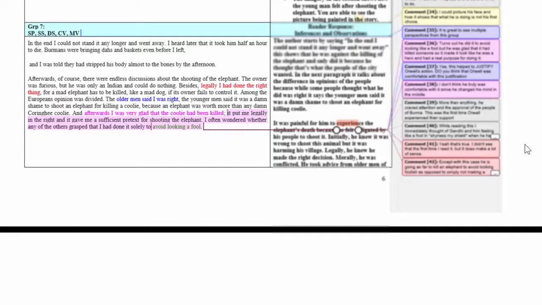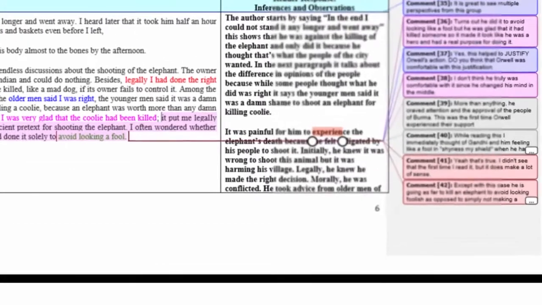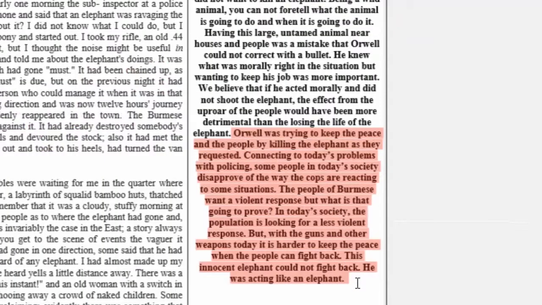I also want to point out another level of critical analysis that the student demonstrated. In group 2, you can see that Orwell was struggling with his decision whether to kill or not to kill an elephant that had run amok. And the student here was trying to make a connection to our contemporary problem with policing and what is happening in the United States in quite a direct and intelligent way.